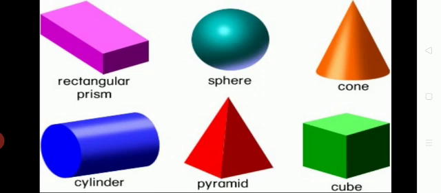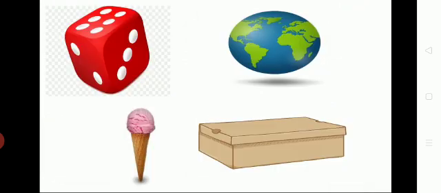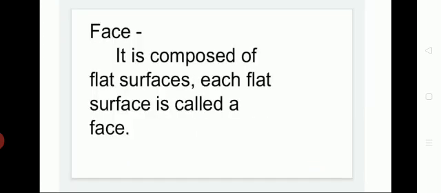Do you know any examples of these 3D shapes? I gave: look at dice, sphere, ice cream cone and box. These are examples of 3D shapes. I told you 3D shapes have faces, edges and vertices. So what is meant by face? It is composed of a flat surface. Flat surface means a plain surface. Each flat surface is called a face.